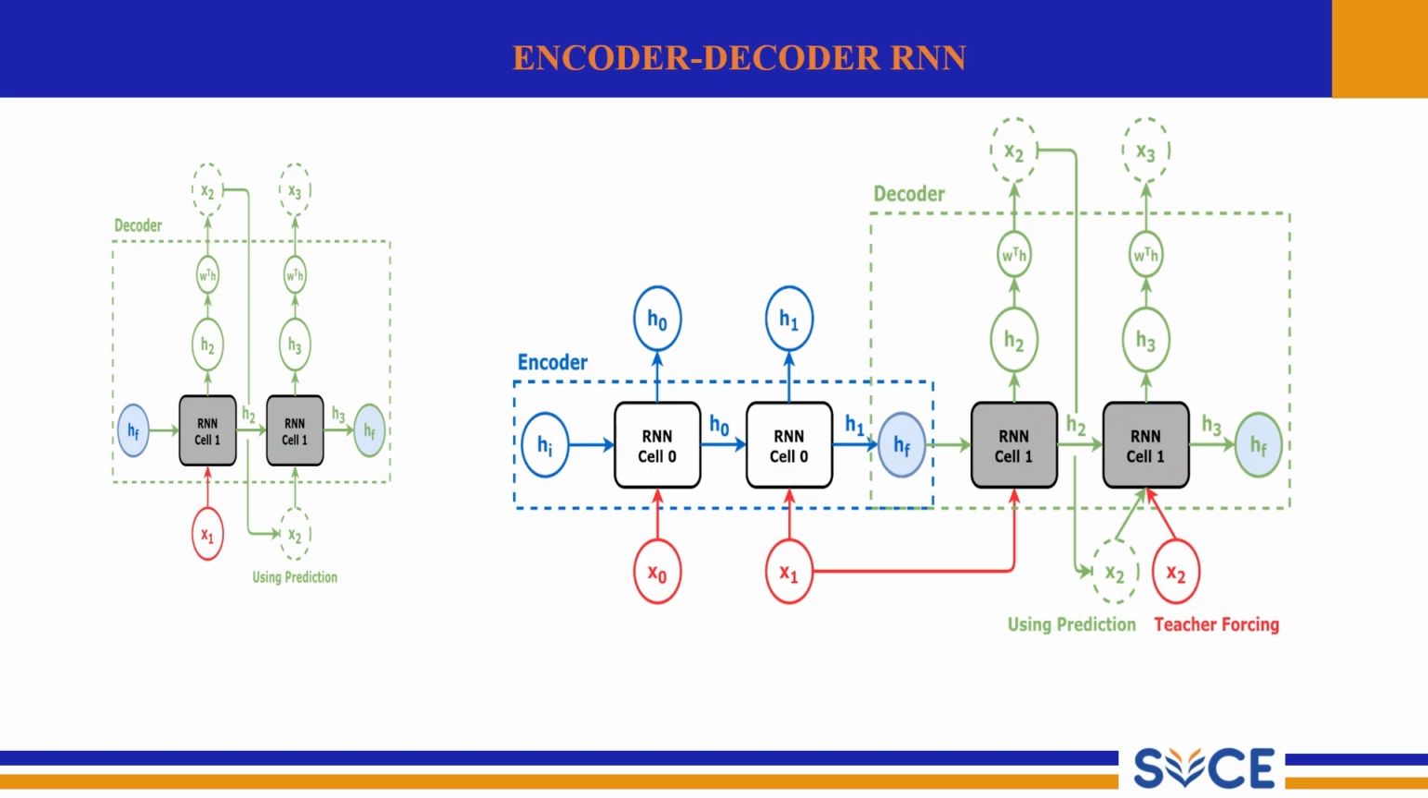The second one is teacher forcing. During training, we often use teacher forcing where the actual ground truth X2 is fed back into the next RNN cell. This corrects the model's path and significantly speeds up the learning process. So by combining these two components, RNN can effectively translate languages, summarize a text or predict future time series data.